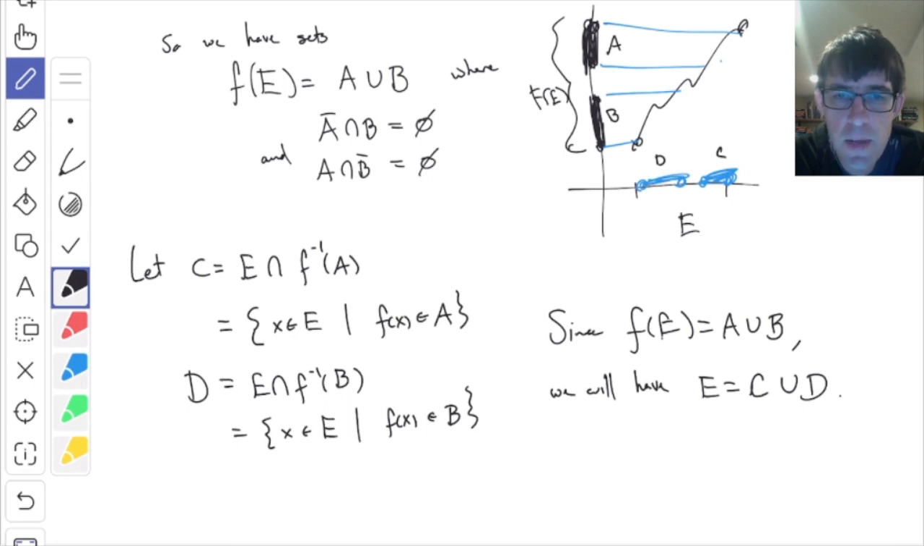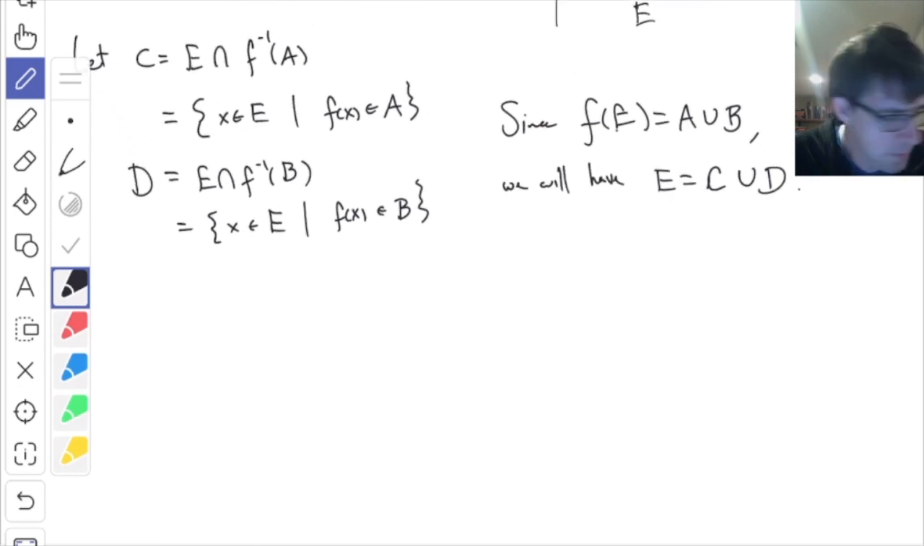If you take those two things together, that should cover all of E, because all the values of E are in either A or B. And so if you look at C and D together, you get all the values of E. So we will have E equals C union D. But then to get the contradiction, we're going to show that actually this is a separation of E. Remember, the homework used this word separation. It means these two sets have that intersection property with the closures.